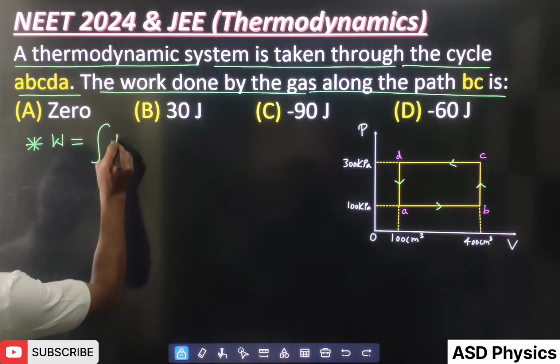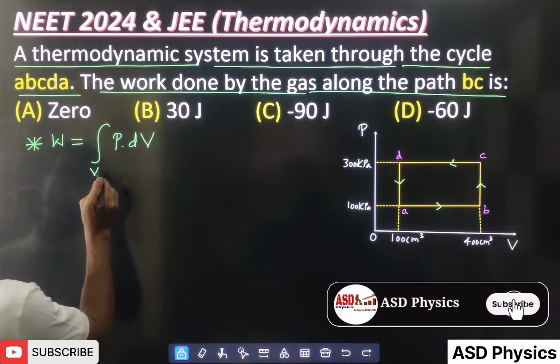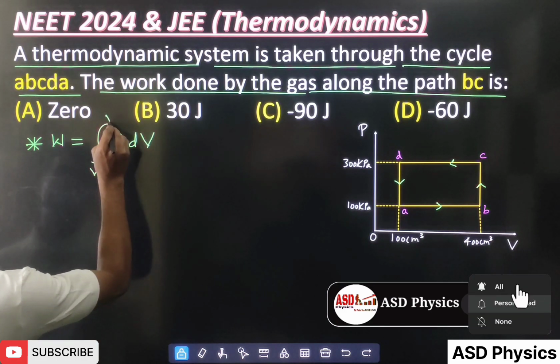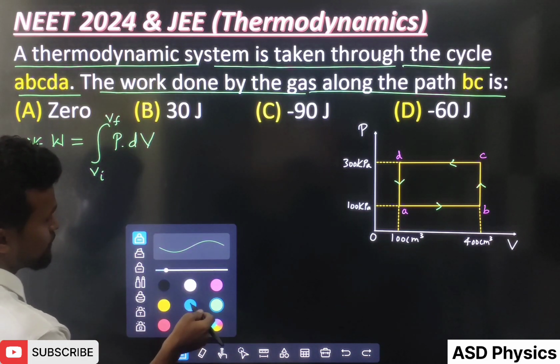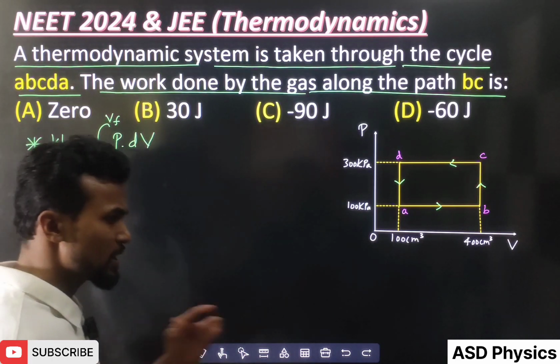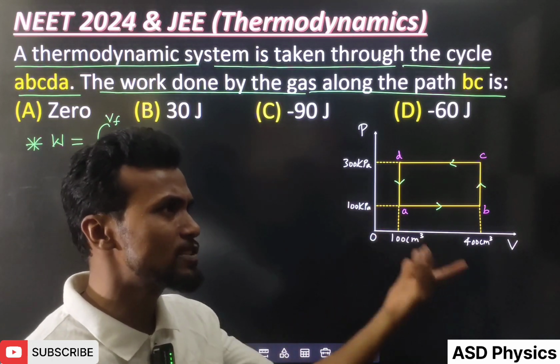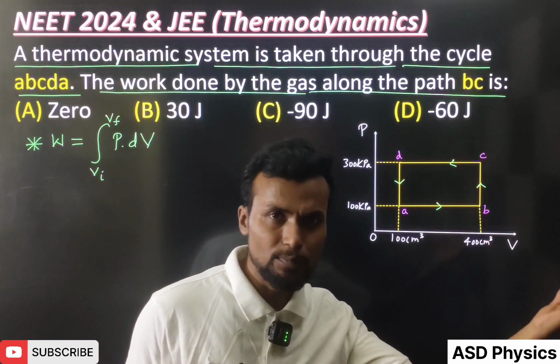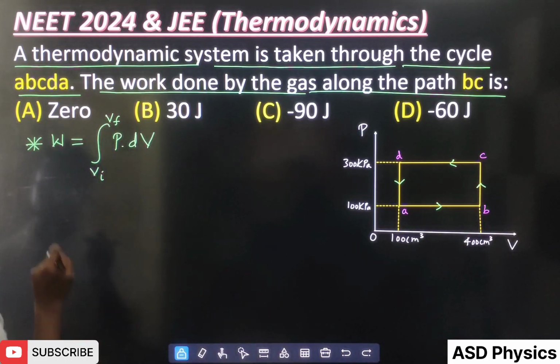W equal to integration P dV, and here the volume will change from initial volume to the final volume. Okay, this is the formula of the work done. Work done by the gas will be positive, on the gas will be negative. By the gas means when the volume will increase, on the gas when the volume will decrease. Okay, so this is the general formula.